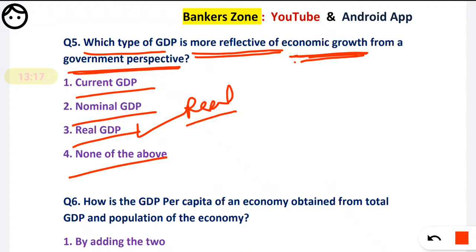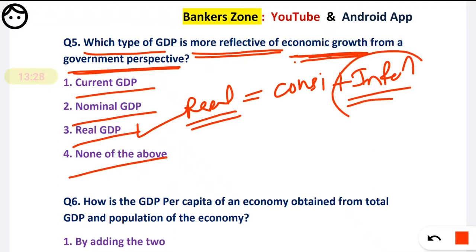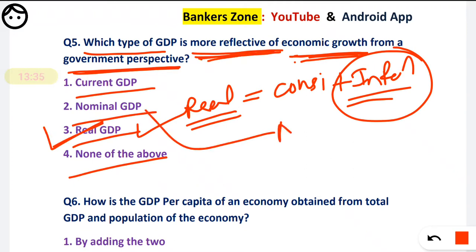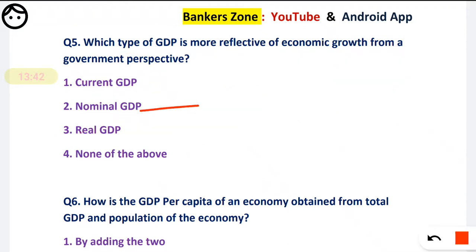Why is real GDP more reflective? Because real GDP is calculated considering the inflation. That's why real GDP is more reflective. And nominal GDP does not consider the inflation. Always remember, the nominal GDP is calculated at the current price, right? Nominal GDP is always calculated at the current price.